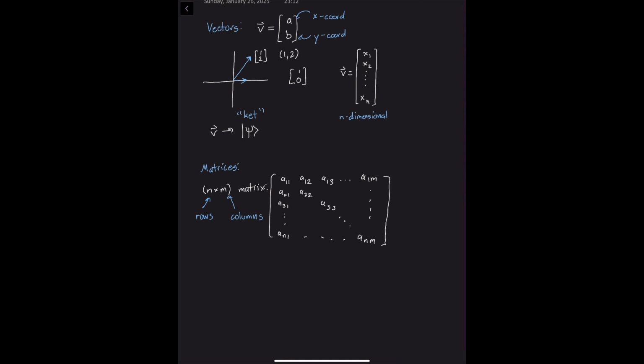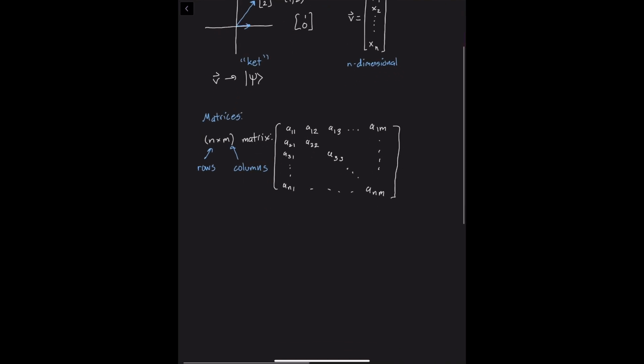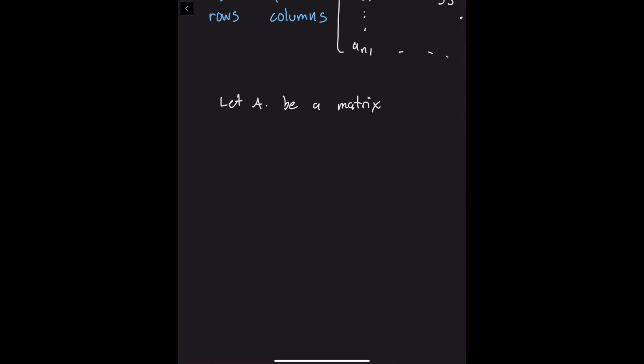Okay. So now we're going to talk about how these objects interact with each other. So let A and B be matrices. Then we can have matrix addition and matrix multiplication, just like we do with normal numbers. The properties are a little bit different.